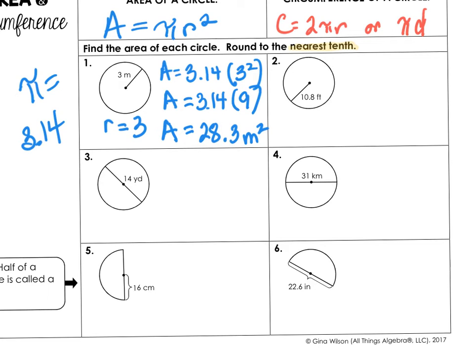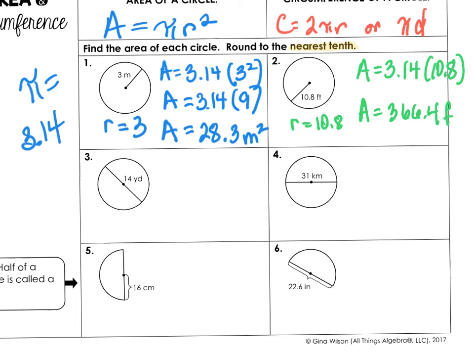Okay, now this one. First thing we've got to do is look and see, what do we have? It's halfway, so that must mean we have a radius. Radius equals 10.8. So now I know area is pi r squared, so 3.14 times 10.8. So area equals 366.4, and our label is feet squared.